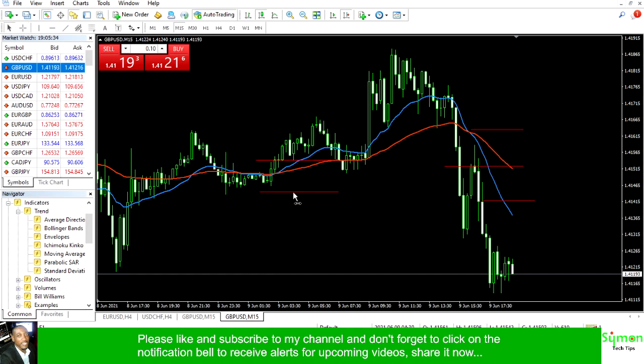All right, so 10 pips for our stop loss, and then our take profit is going to be 10 pips. So we have 1:1 risk to reward ratio, and we got this trade. Our take profit was hit, and this turned out to be a profitable trade.